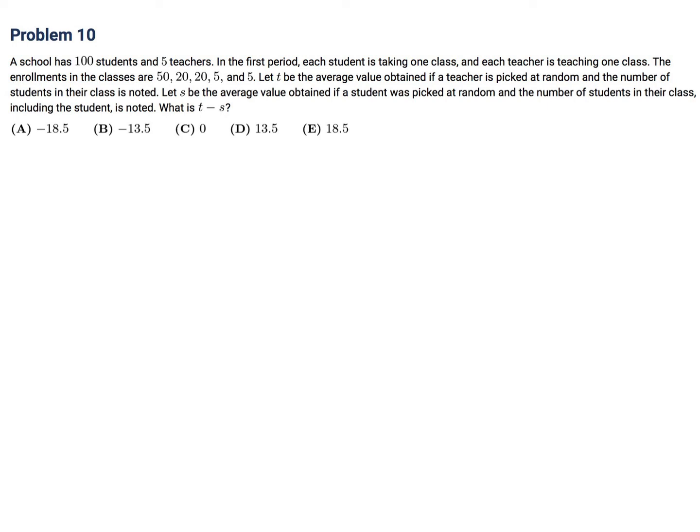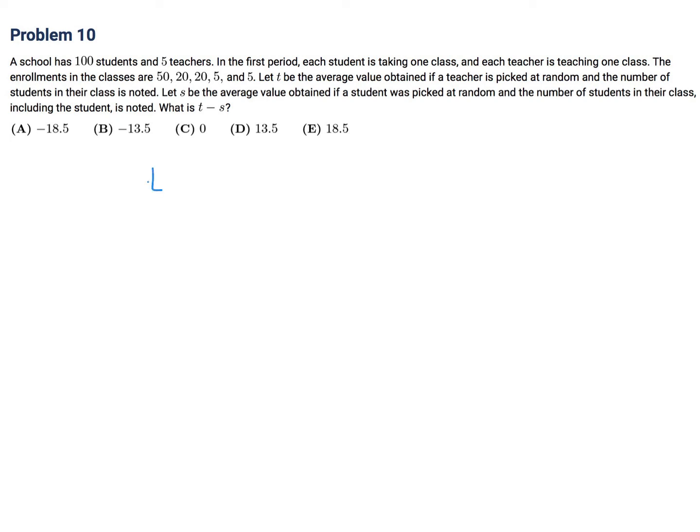A school has 100 students and 5 teachers. In the first period, each student is taking one class and each teacher is teaching one class. The enrollments in the classes are 50, 20, 25, and 5. Let T be the average value obtained if a teacher is picked at random and the number of students in the class is noted. Let S be the average value obtained if a student is picked at random and the number of students in the class, including the student, is noted. What is T minus S?